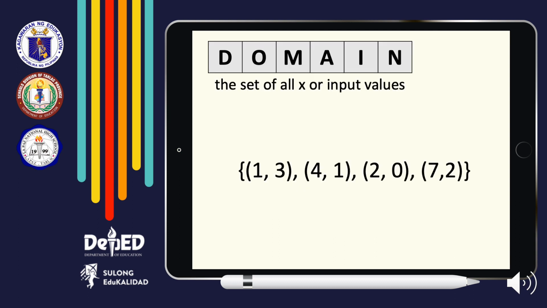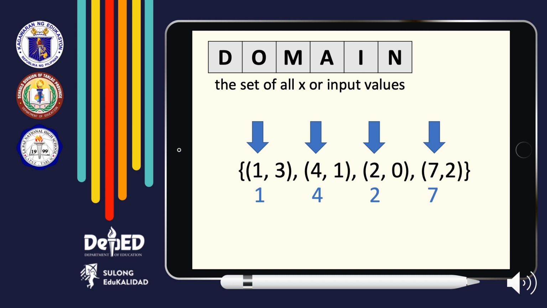Now let's review about domain. Look at this set. We have 4 ordered pairs: (1, 3), (4, 1), (2, 0), (7, 2). Now what is our domain here? The domain is the first element for each ordered pair. Meaning to say, they are the X values. So 1, 4, 2, and 7 serve as domain.